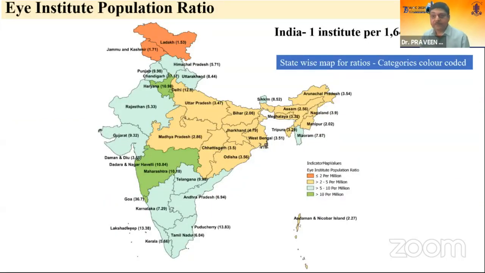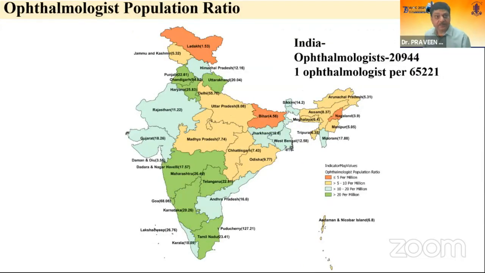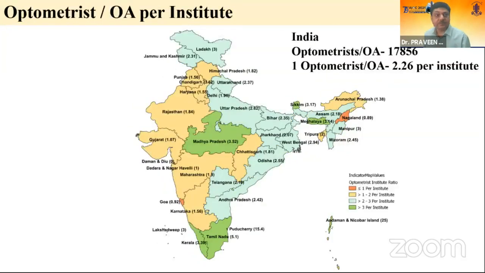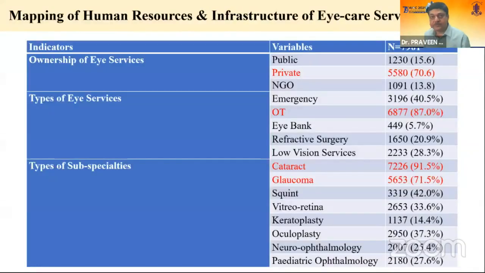For example, we have one institute per 1,64,000 in our country, and state-wise distribution is also there. Color-coded maps are there. Ophthalmologists: 20,944 in the country, 1 per 65,000, against a target of 50 per 50,000. And optometrists: 2.26 optometrists per institute, total number was 17,856. In fact, these other indicators can be used.